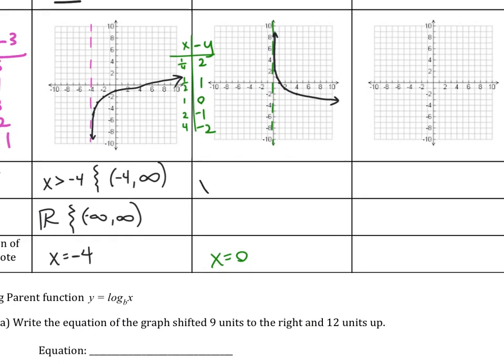For this one, I know x has to be greater than 0. Another way we could write it, 0, comma, infinity. We're going from 0 all the way up to infinity. My range is still going to be all real numbers, so it's going to be negative infinity to positive infinity.